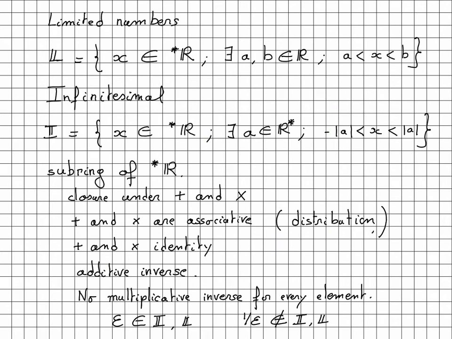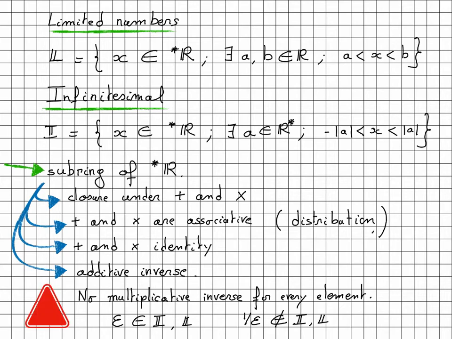Let me switch gears here and move on to something else. I write here the set of limited and infinitesimal numbers. Both sets are subrings of the hyperreal numbers, which means they are closed under addition and multiplication. Both addition and multiplication are associative binary operations satisfying the distributive property. We have an additive and multiplicative identity. We have an additive inverse for every element, but we do not have a multiplicative inverse for every element. For example, epsilon, which is infinitely small, belongs to I and L, but 1 over epsilon does not belong to the set I or L.